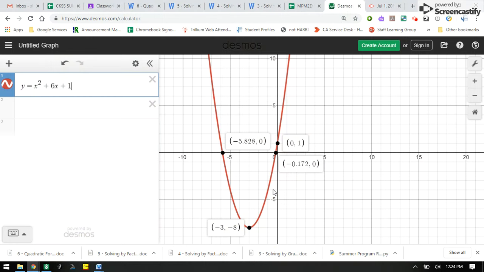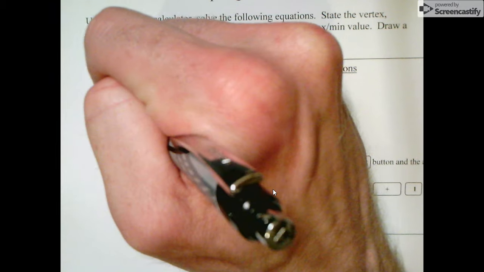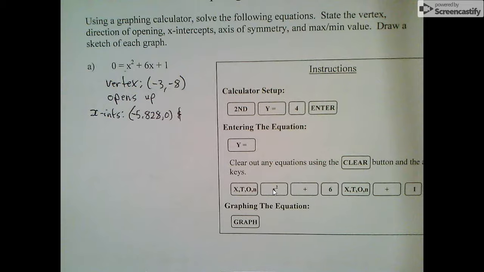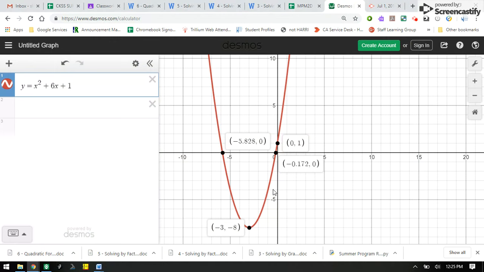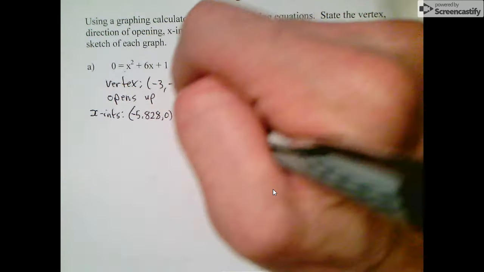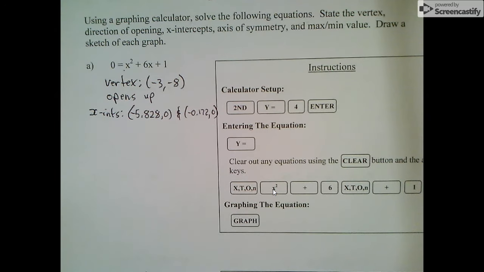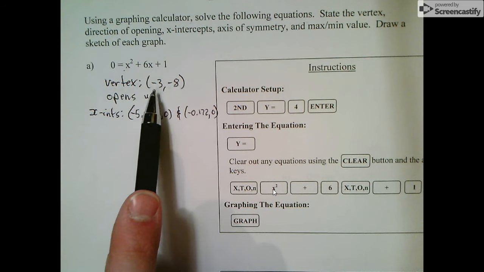Let's pull those up. So minus 5.828, comma 0. So write it as a point. And the other one is negative 0.172. Negative 0.172, comma 0. So those are my x-intercepts.